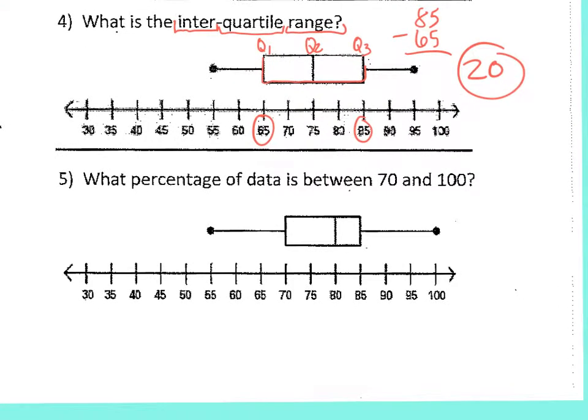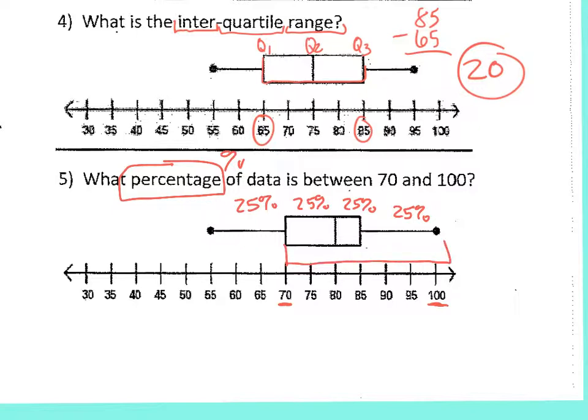Number 5. What percentage of data is between 70 and 100? So just remember, this is 25%. This is 25, 25, 25. Like I said, even if it looks bigger than 25, they've split it up into fourths. So technically, they're each 25%. So what percentage of data is between 70 and 100? Yep, 25 plus 25 plus 25. Oh, I thought it meant like 75%. It does.